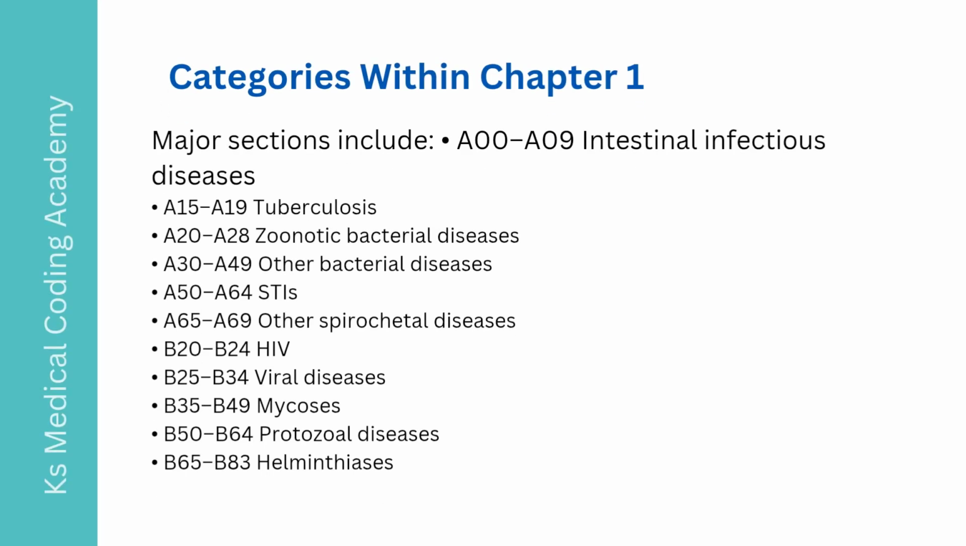Categories within Chapter 1. Chapter 1 is divided into multiple sections, including intestinal infections, tuberculosis, zoonotic bacterial diseases, other bacterial diseases, sexually transmitted infections, HIV, viral diseases, fungal infections, protozoal diseases, and helminth infections. Knowing these sections helps you locate codes quickly.